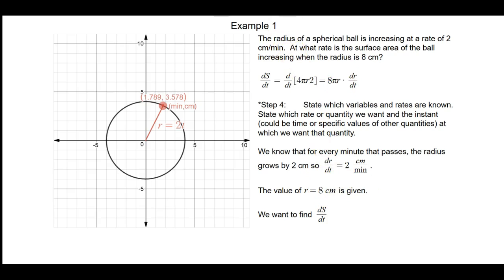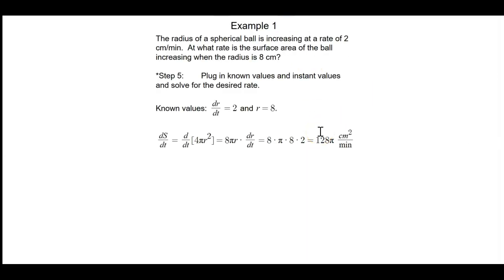So in step 5, we plug those values into our new relation that we've found the derivative of. And when I plug in dr dt is 2 and r is 8, I get 128 pi centimeters squared per minute.